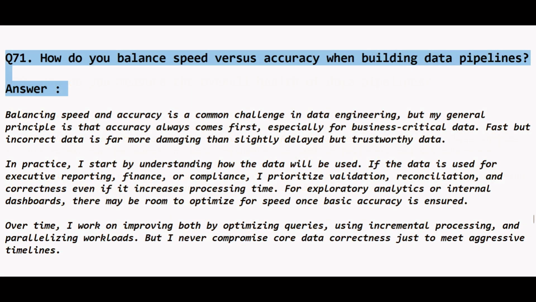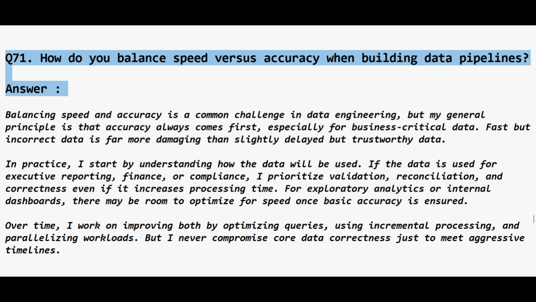Question 71. How do you balance speed versus accuracy when building data pipelines? Answer. Balancing speed and accuracy is a common challenge in data engineering, but my general principle is that accuracy always comes first, especially for business-critical data. Fast but incorrect data is far more damaging than slightly delayed but trustworthy data.